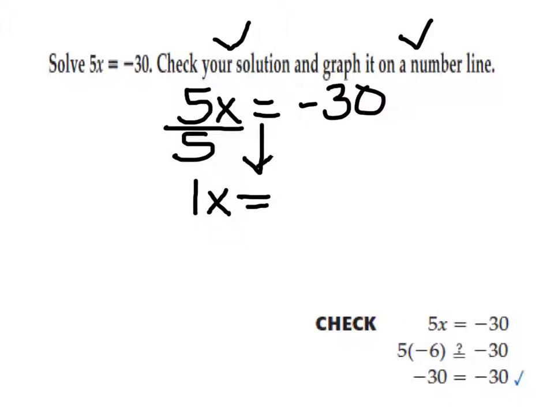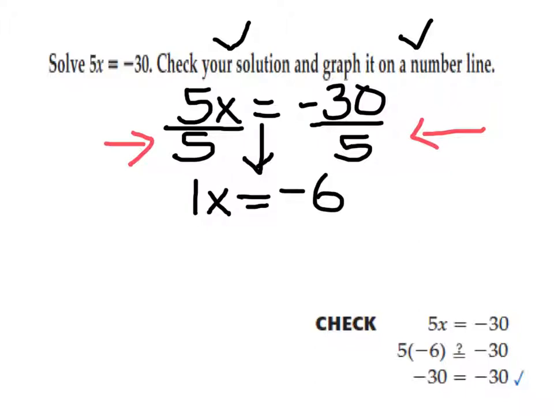Notice I always bring down the equal sign. Now, the division property of equality says whatever you do on one side, you do on the other, and that's exactly what I'm going to do right now. I'm going to divide by 5. Now, negative 30 divided by 5, if you have difficulty with that, take out your calculator. It is negative 6.